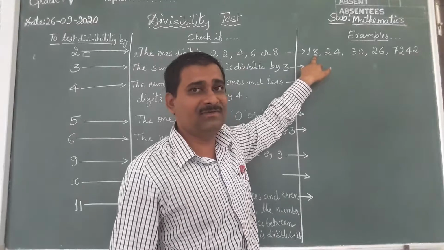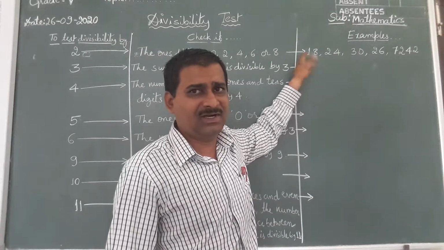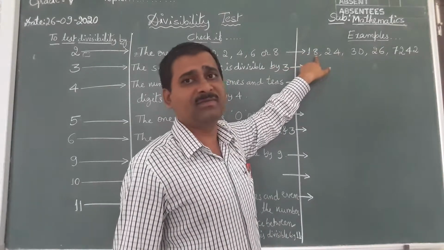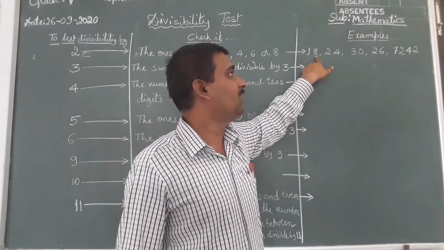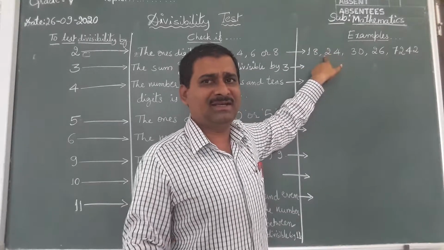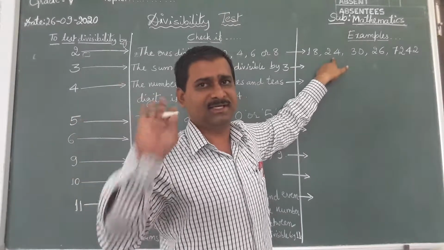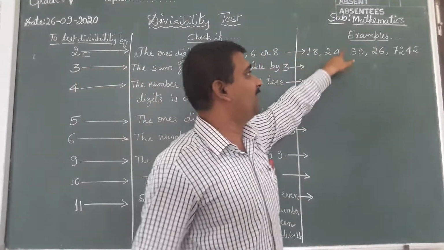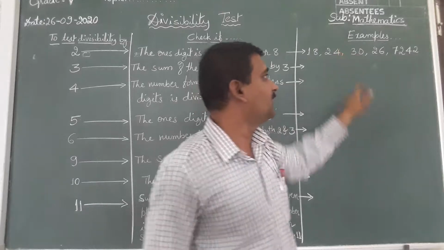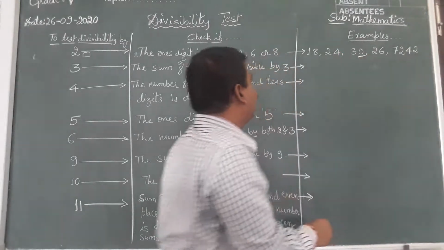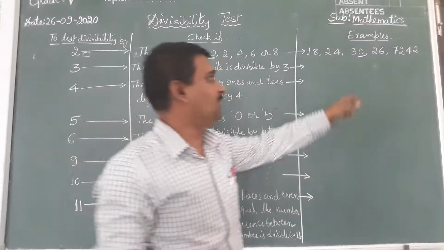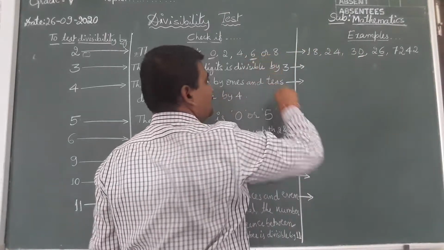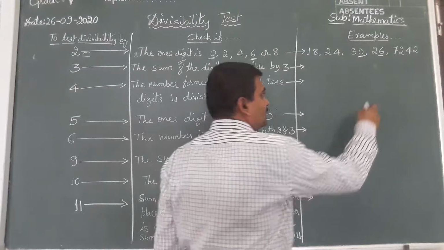So here you find 8 in the ones place. I will neglect 1, whatever it may be. Ones place is important, 8. So 18 is divisible by 2. 24: the 2 I will neglect, I don't want to see it at all, I want only the ones place. Ones place is 4, so 24 will be divisible by 2. Ones place 0, the whole number 30 will be divisible by 2. In the ones place, if you find 6, 26 will be divisible by 2.